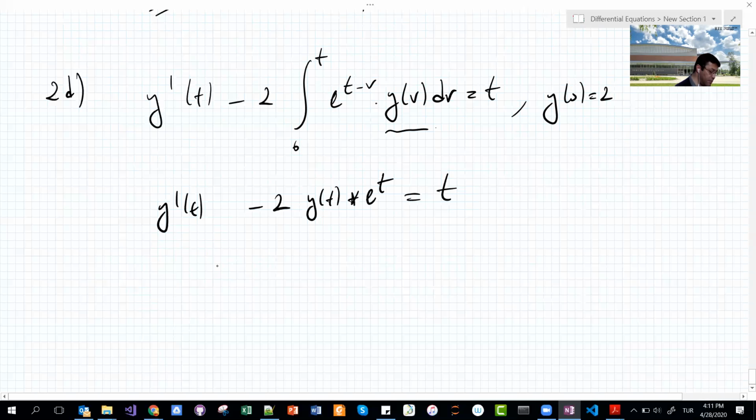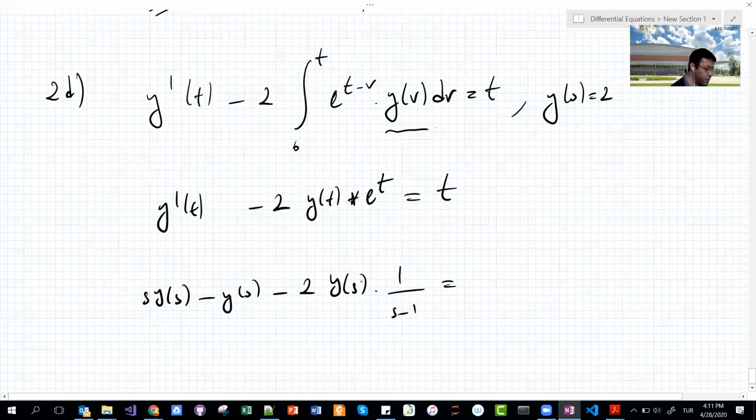I'm going to take the Laplace of everything. The Laplace of y prime is equal to s times y of s minus y of 0, and then minus the Laplace of this part, which is going to be equal to y of s times 1 over s minus 1. For this part, I used the first part of the convolution theorem, guys. And then the Laplace of t is equal to 1 over s squared.